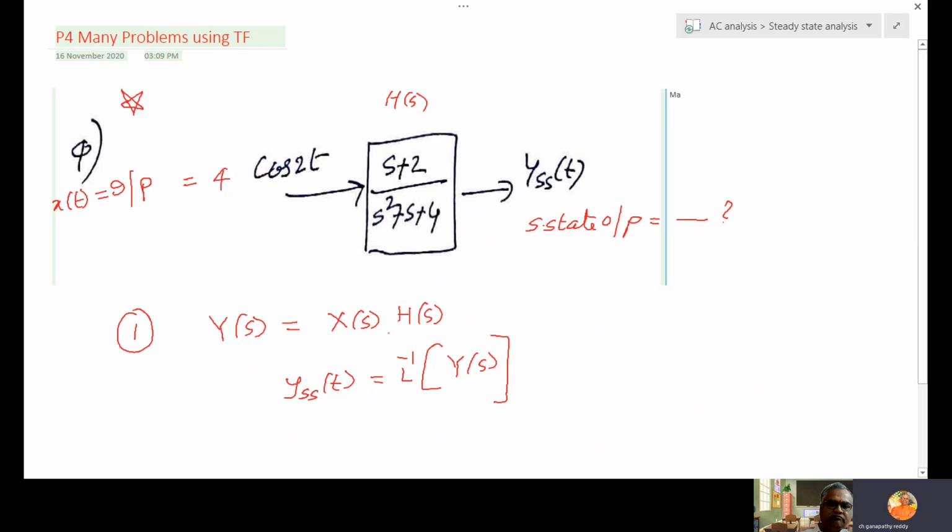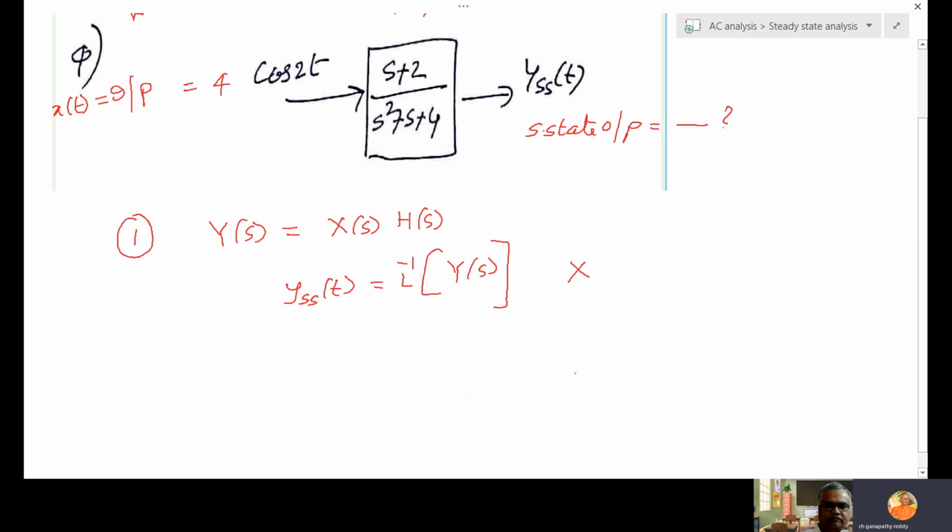So this will take time using partial fractions, etc. Everything you have to do. This is one of the methods, but it takes more time. Therefore, I am not using it.